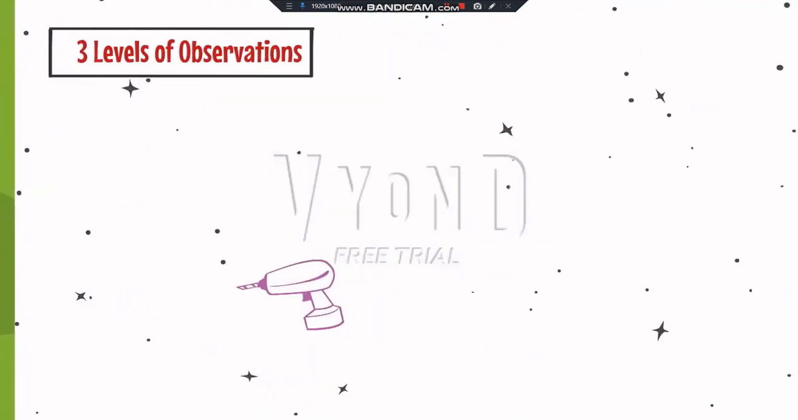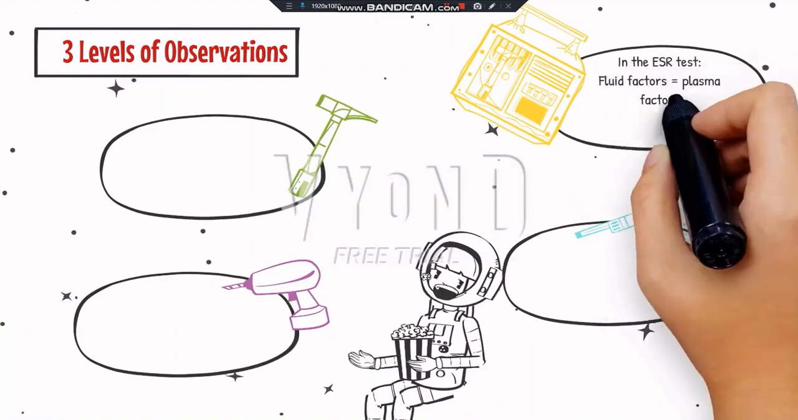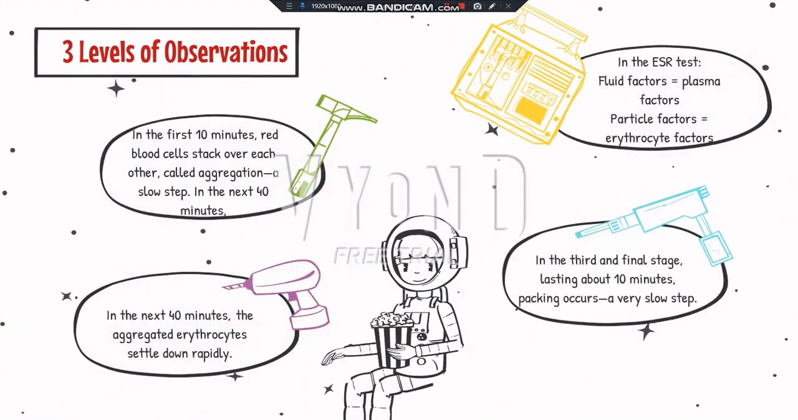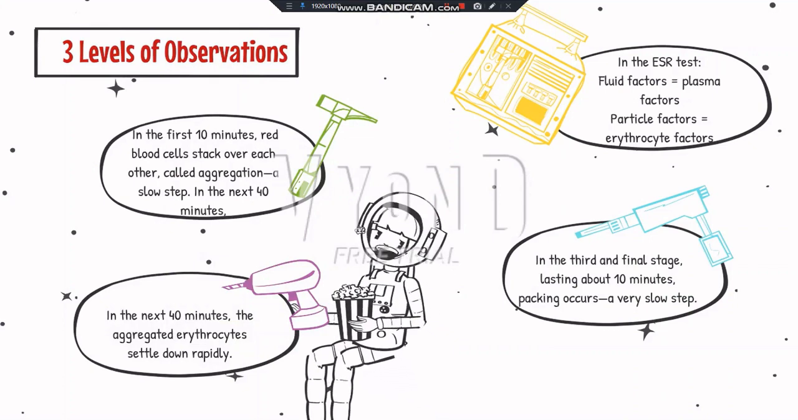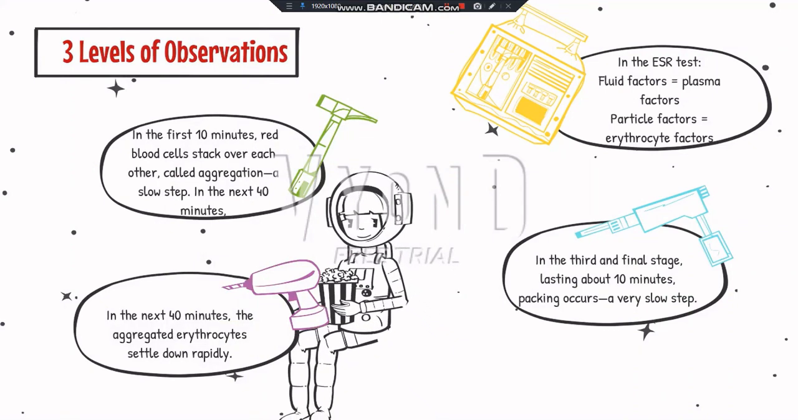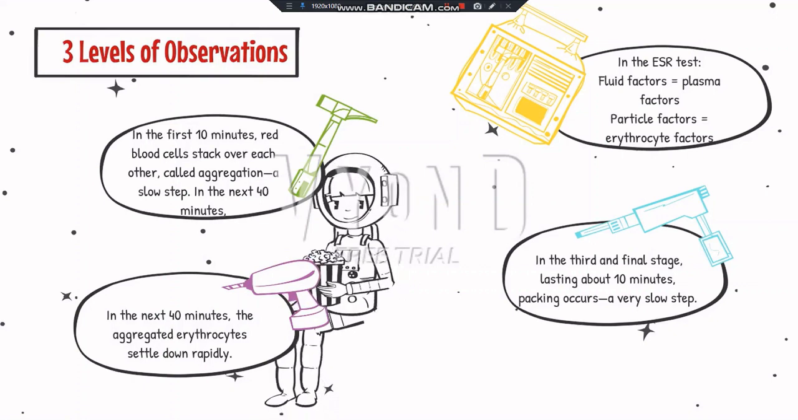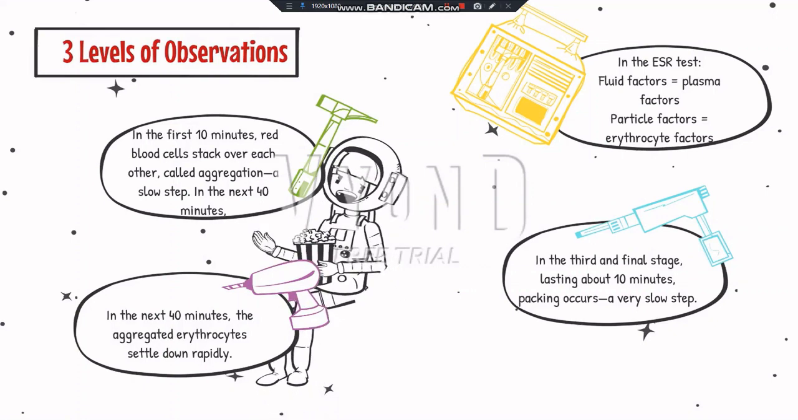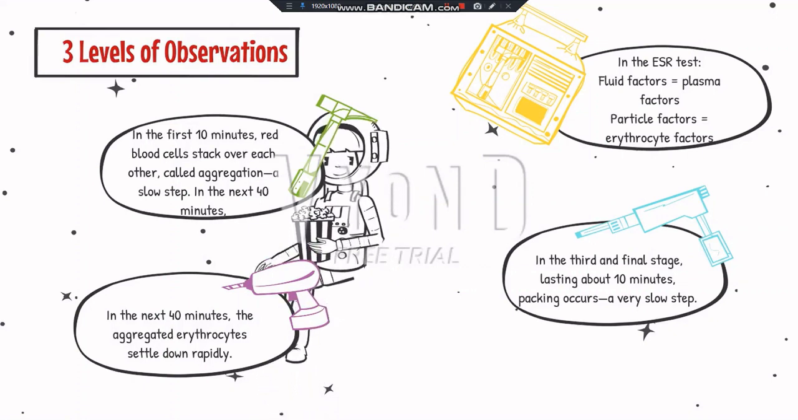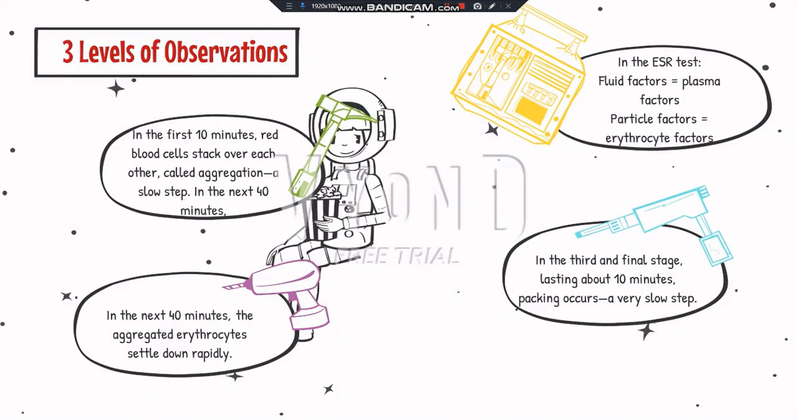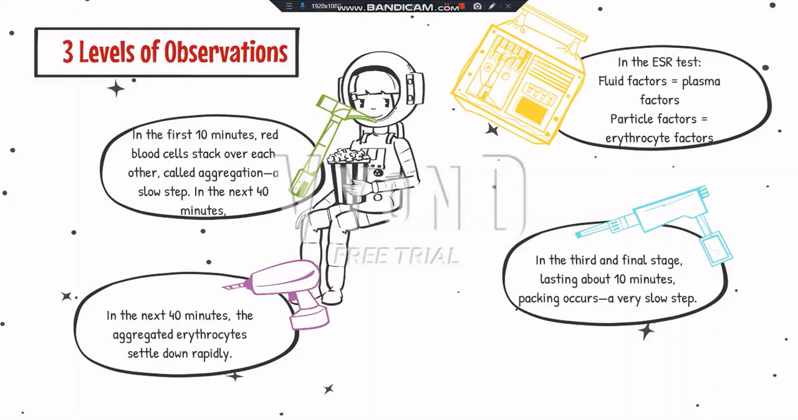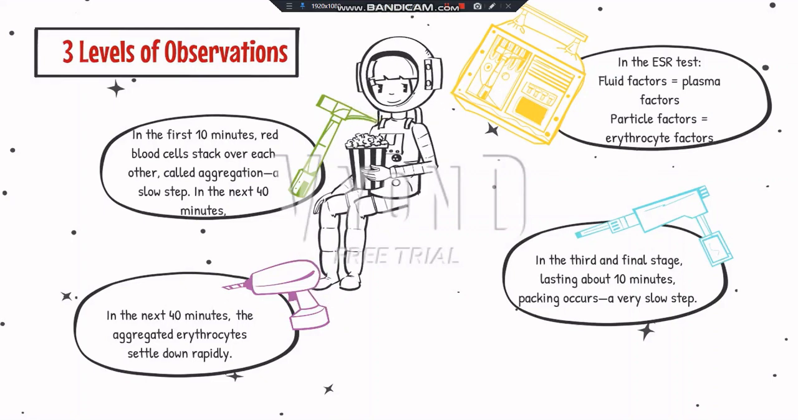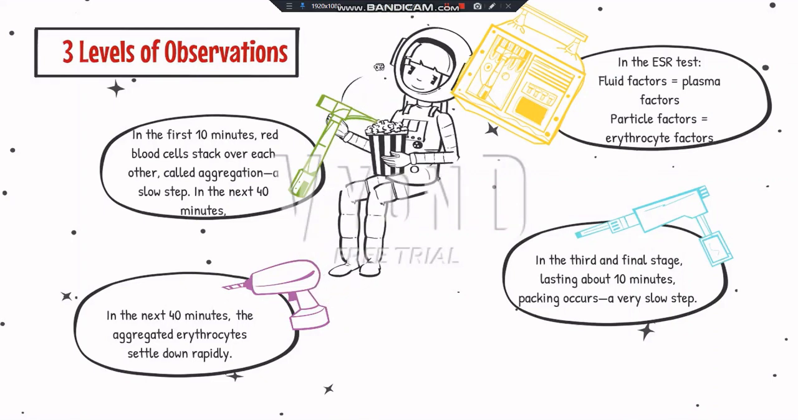There are 3 stages. In the first 10 minutes, RBCs stack over each other, called aggregation, a slow step. In the next 40 minutes, the aggregated erythrocytes settle down rapidly. In the E.S.R test, the fluid is the plasma factor. The particle factor is the erythrocyte factor. In the third and final stage, lasting about 10 minutes, packing occurs, which is a very slow step.